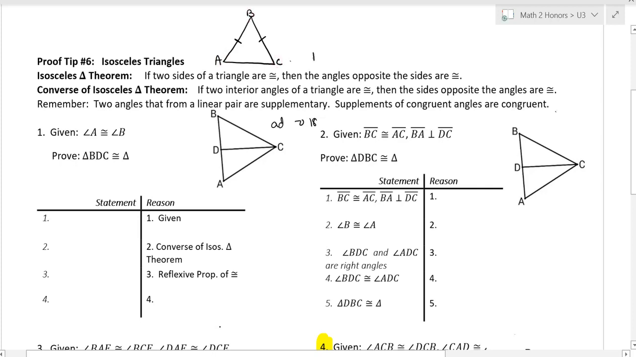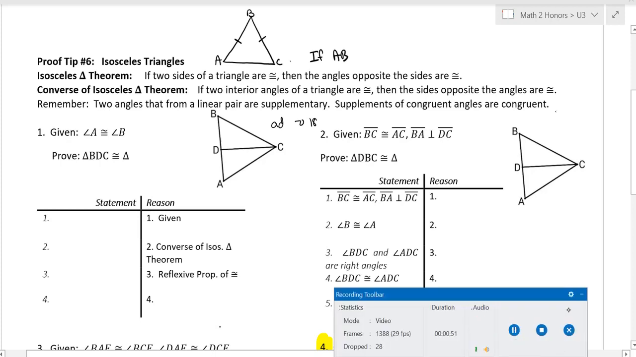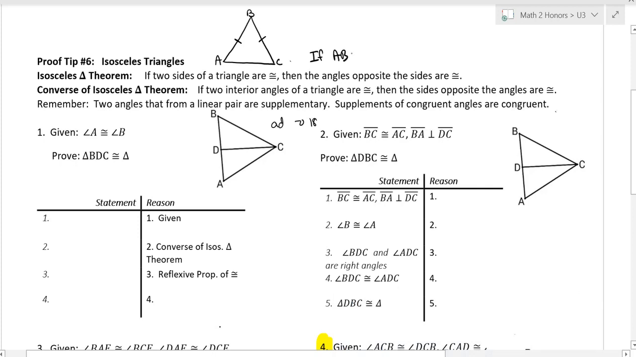So if AB is congruent to BC, so two sides congruent, then in this picture, angle A would be congruent to angle C. That is what the isosceles triangle theorem is stating.